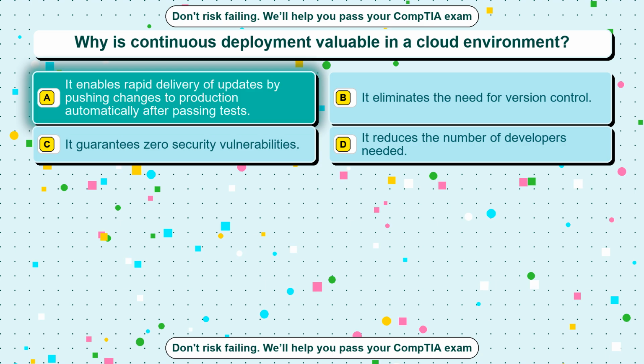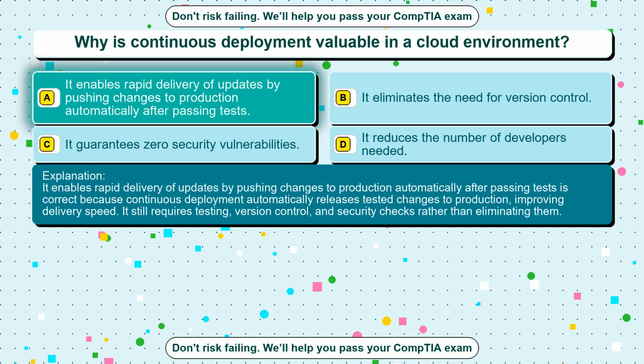The correct answer is option A. It enables rapid delivery of updates by pushing changes to production automatically after passing tests. This is correct because continuous deployment automatically releases tested changes to production, improving delivery speed. It still requires testing, version control, and security checks rather than eliminating them.